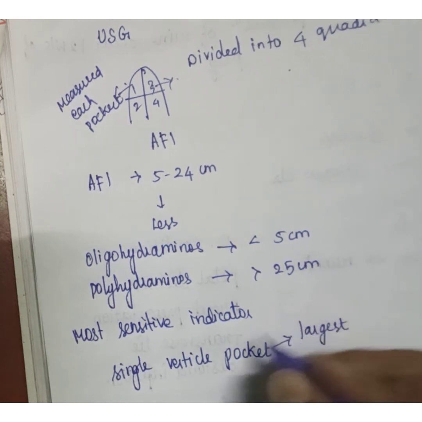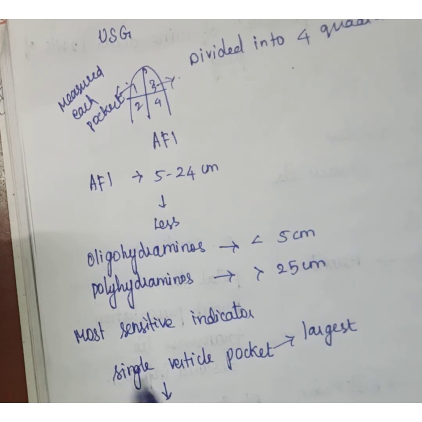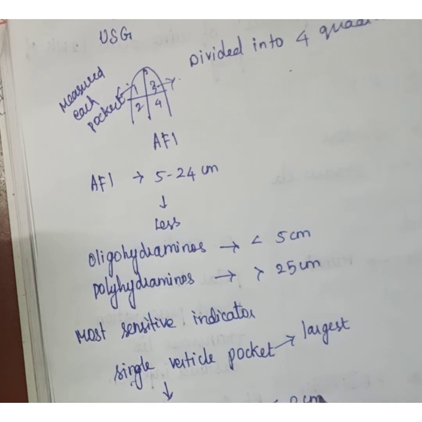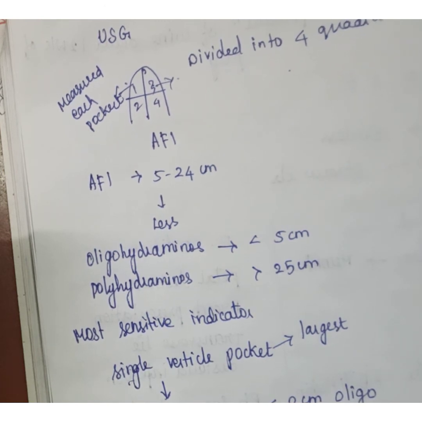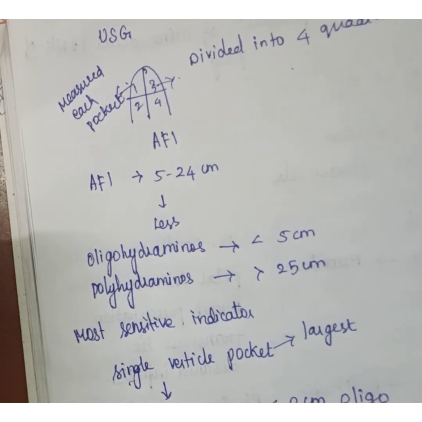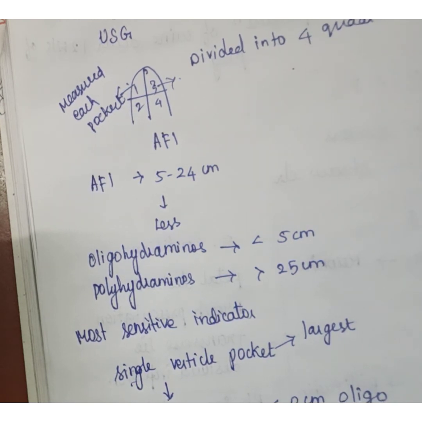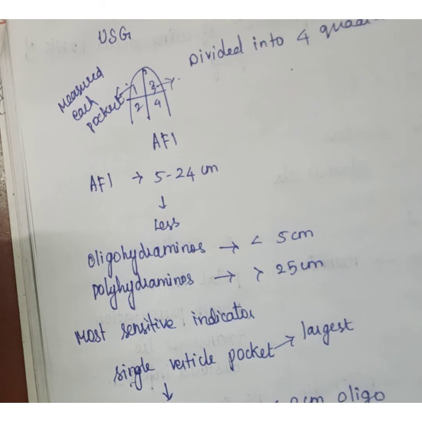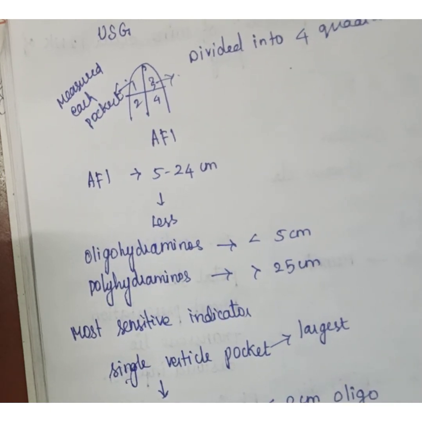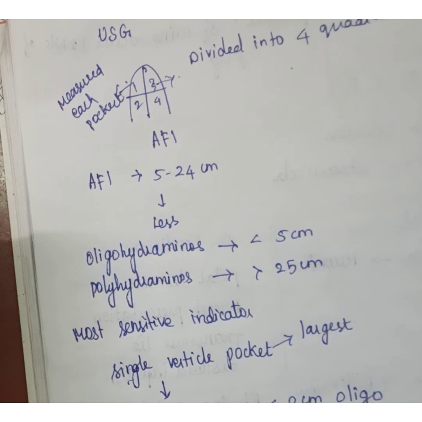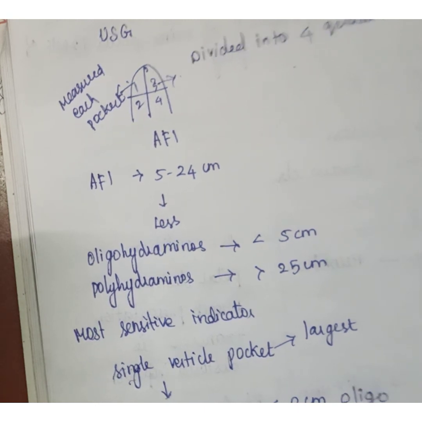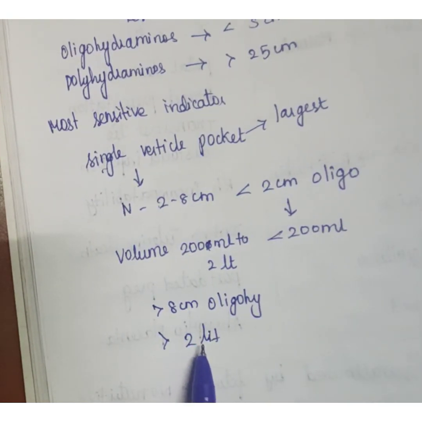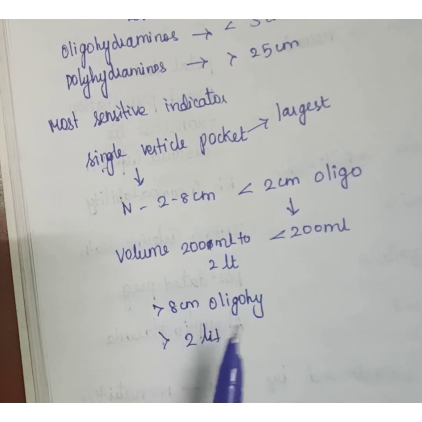Normal single vertical pocket is 2 to 8 centimeters. If it is less than 2 centimeters, we call it oligohydramnios, which is less than 200 ml. Normal volume is 200 ml to 2 liters. If it is more than 8 centimeters, we call it polyhydramnios. In volume, if it is more than 2 liters, we call it polyhydramnios. Do you understand this?